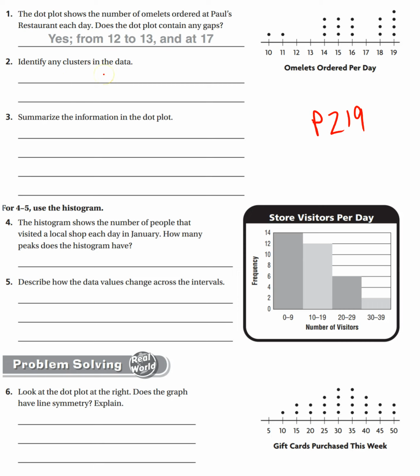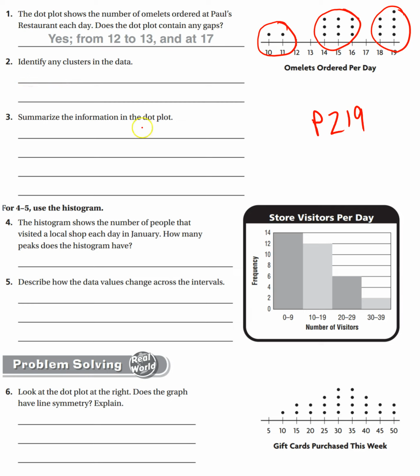Identify any clusters in the data. So, again, I don't know if I would consider this a cluster. The book does, though. So we have kind of 3 clusters of data here. There's a cluster from 10 to 11, a cluster from 14 to 16, and then a cluster from 18 to 19. So that would be our answer for number 2.